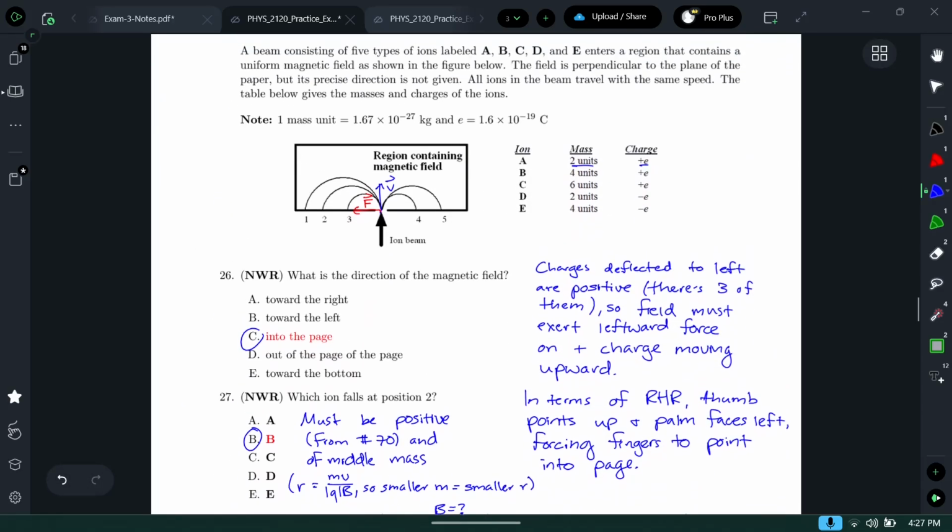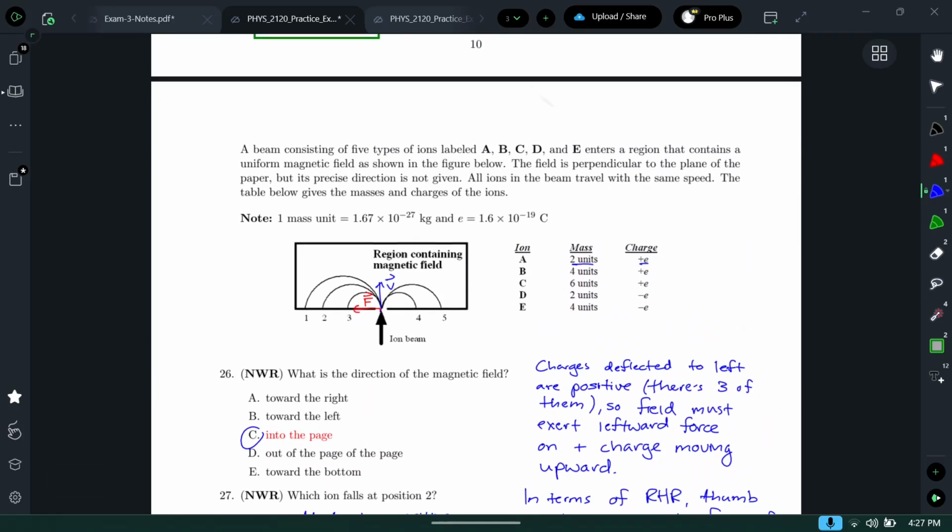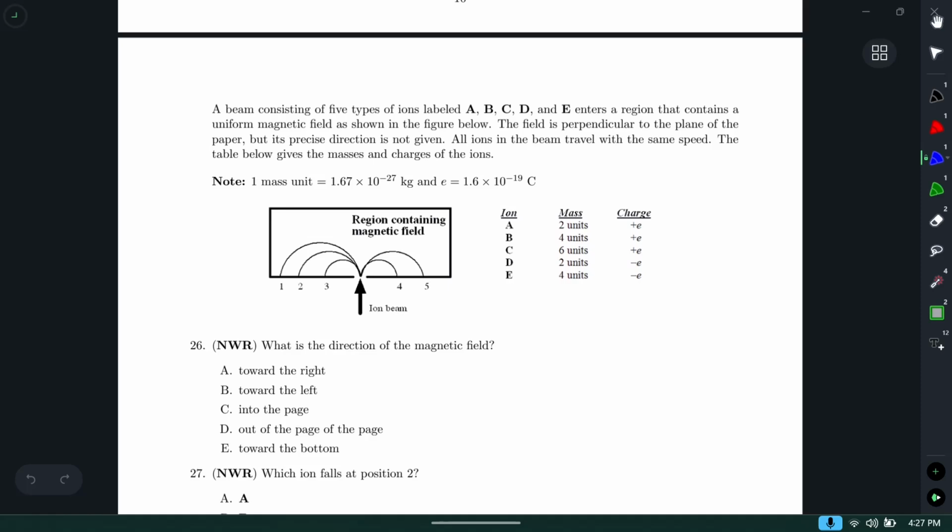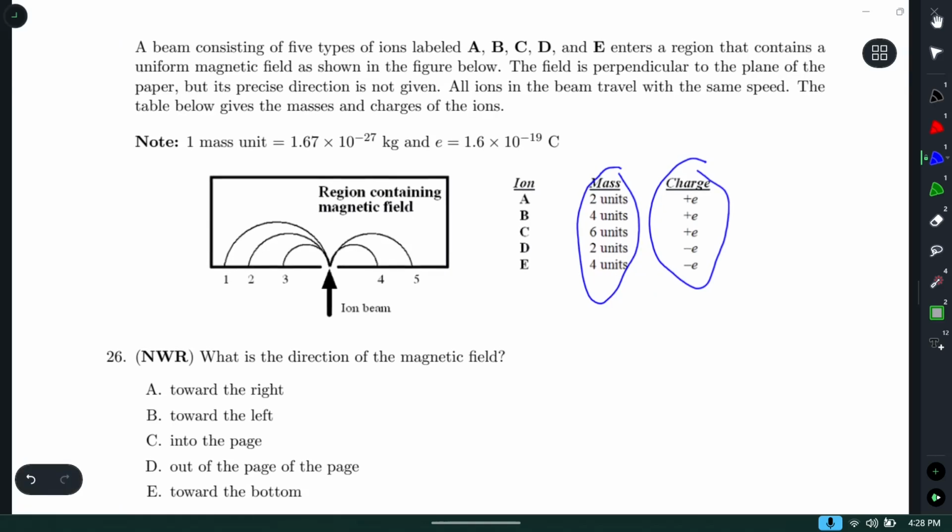26. Yeah, let me jump over to the blank one so I'm not just cheating off myself. So we've got a beam with 5 types of ions, and it looks like the difference is mass and charge of each. They enter a region that contains a uniform magnetic field. The field is perpendicular to the plane. They all travel with the same speed. Okay, so what is the direction of the magnetic field?